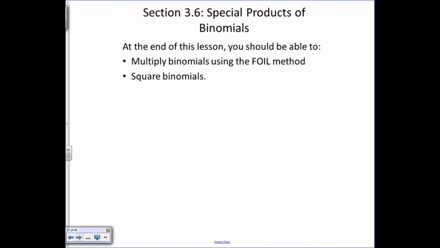So at the end of this lesson, you should be able to multiply binomials using the FOIL method, and you should be able to square binomials.